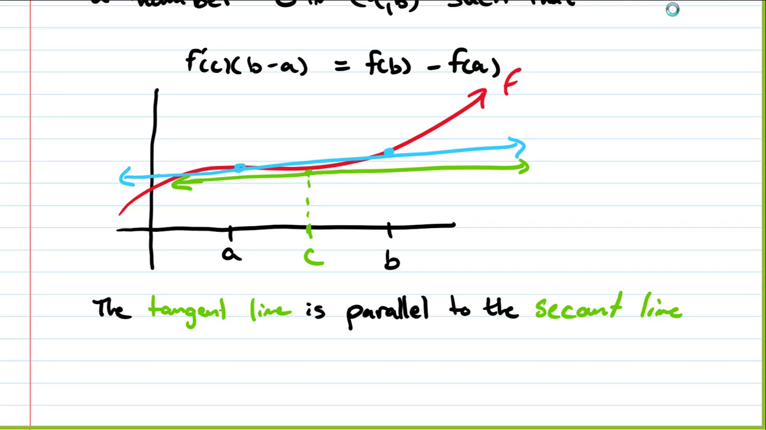Said another way, the slope of that secant line on (a, b) is the average rate of change of the function f on the interval (a, b). So it says that at least one point, the instantaneous rate of change is equal to the average rate of change.